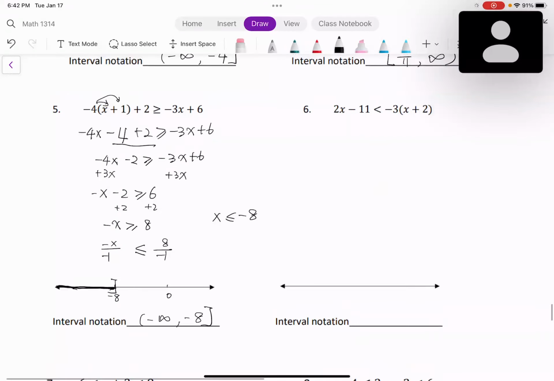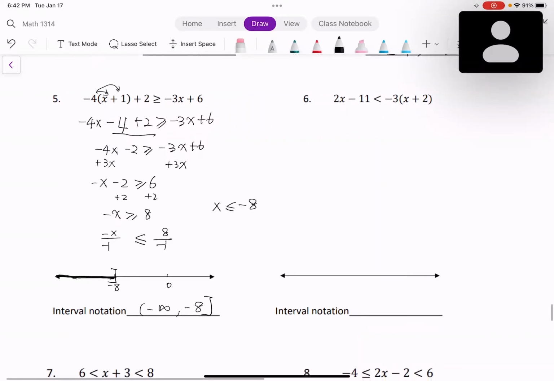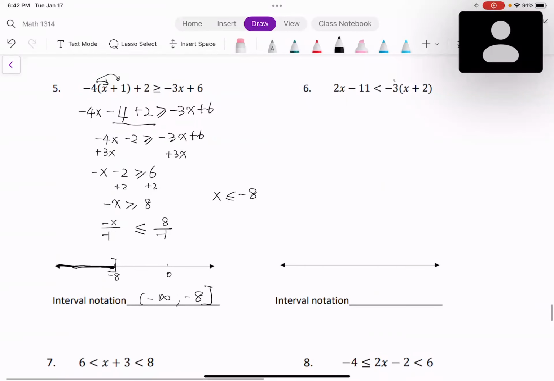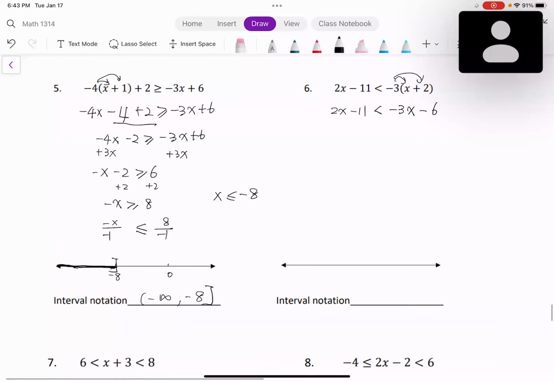Next example, we need to combine all the x together. First, distribute the -3. You can pause the video and read the question first. 2x minus 11 is less than -3 times (x plus 2). Then -3 times +2 is -6. Combine like terms, we can add 3x to both sides. Add 3x. We have 5x minus 11 less than -6.